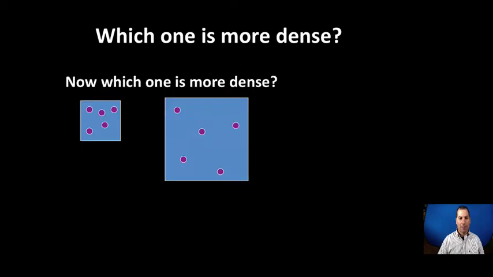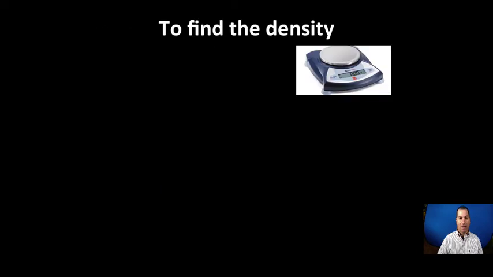What about this example? Which one is more dense? Well, now we've changed the volume. On the left, we've decreased the volume. So we have the same amount of stuff in less volume, which makes it more tightly packed, therefore it is more dense. How can you actually calculate density? Well, it turns out there's a formula on the Earth Science Reference Table for density. We'll take a look at that.